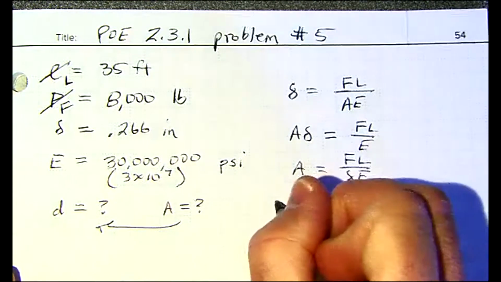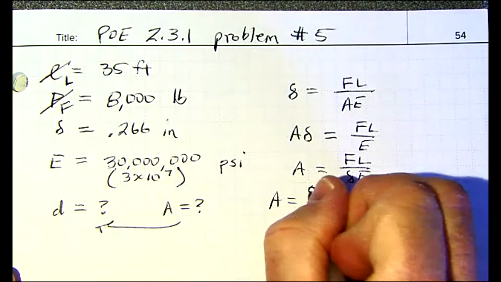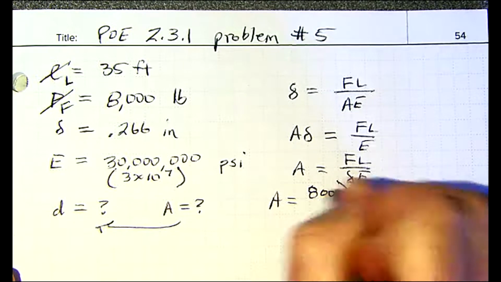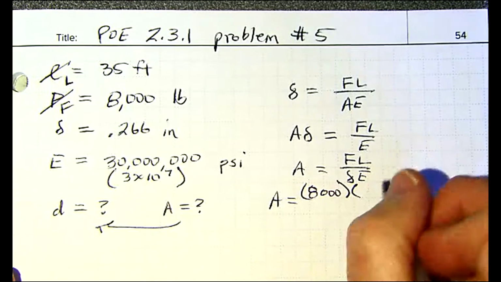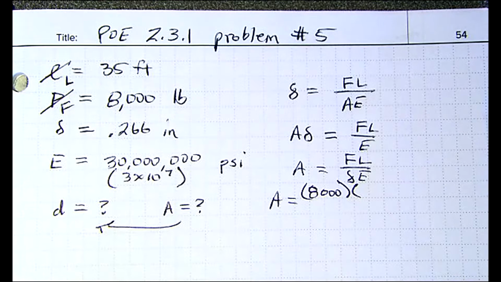And so now it's substitution time. A equals F is 8,000. And then the L value is, no, that's a problem. 35 feet. Why is 35 feet? It has to be in inches.